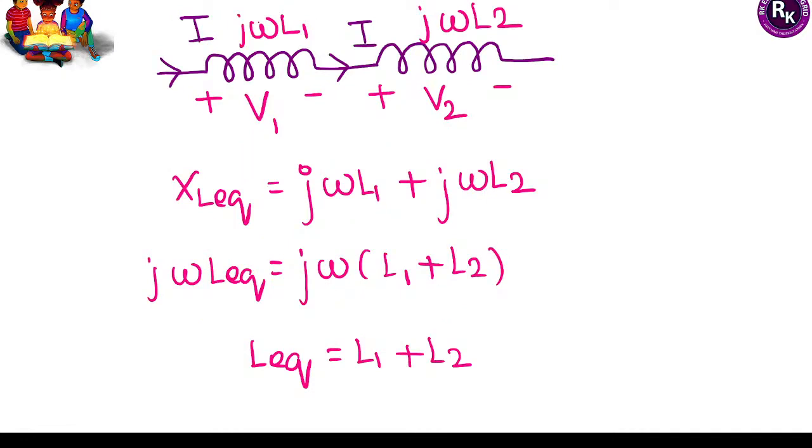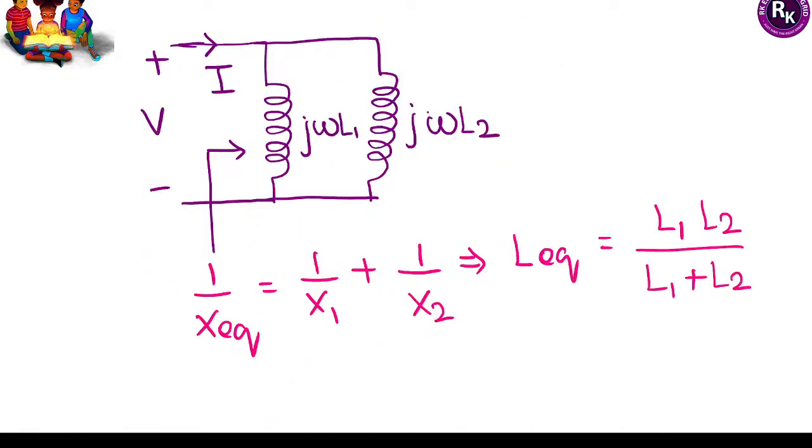Next, as usual, if two inductors are connected in series, then this is the formula to calculate the total inductive reactance. We can simply add them. From this also you can explore the formula for L equivalent. Similarly, if you are connecting two inductors in parallel, then this is the formula to calculate the value of total L equivalent offered by the circuit.